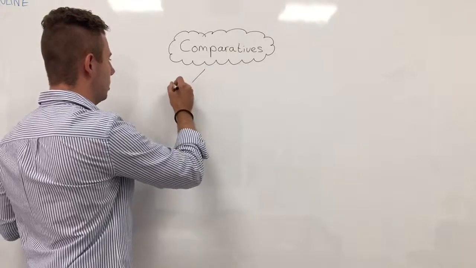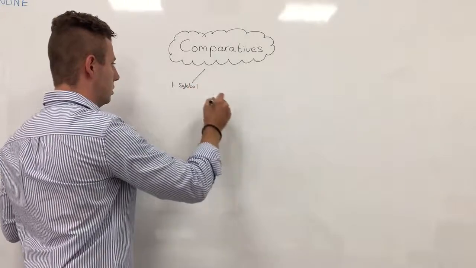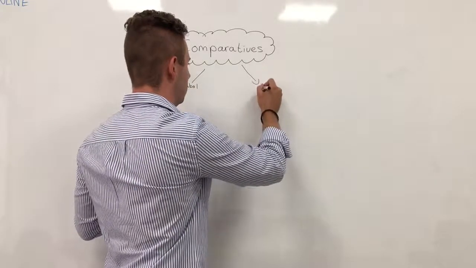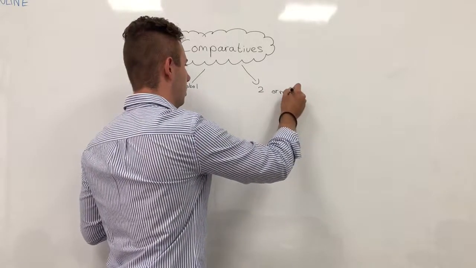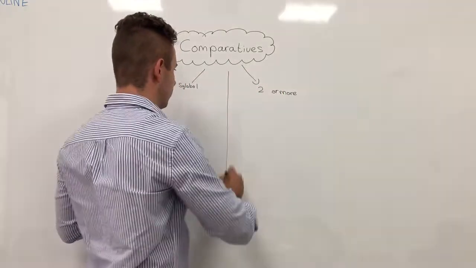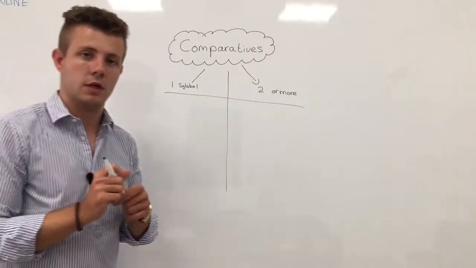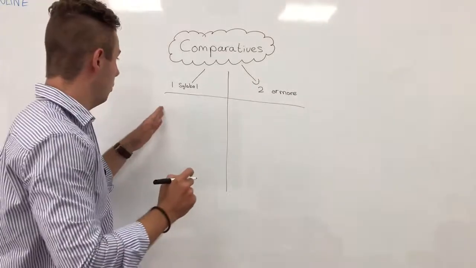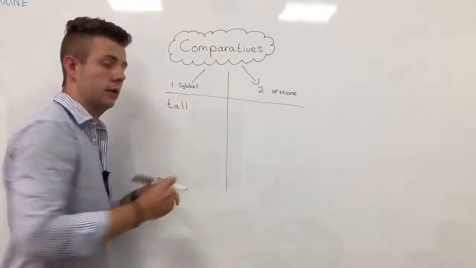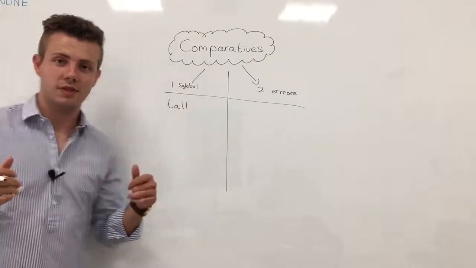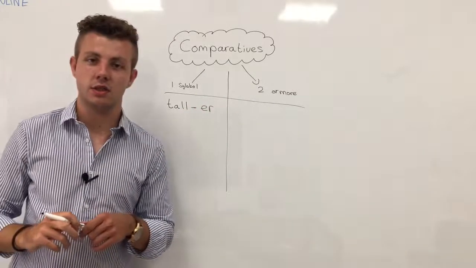Two types: one syllable, two or more. Okay, one syllable or two or more syllables. When there's adjectives with one syllable, for example, tall. Tall has only got one syllable. We add er on the end of it. Taller.